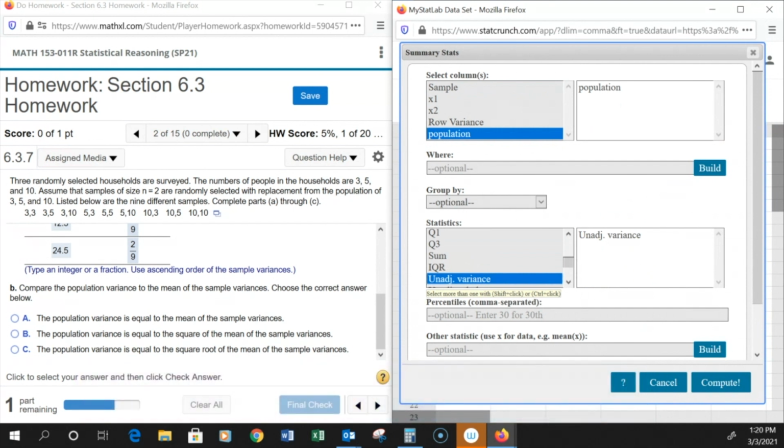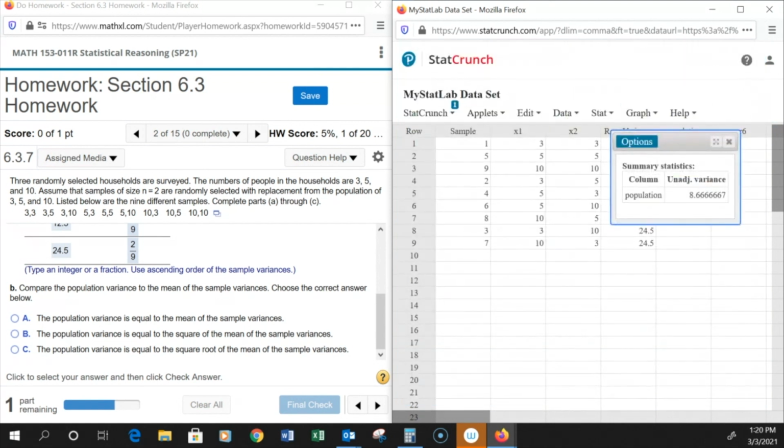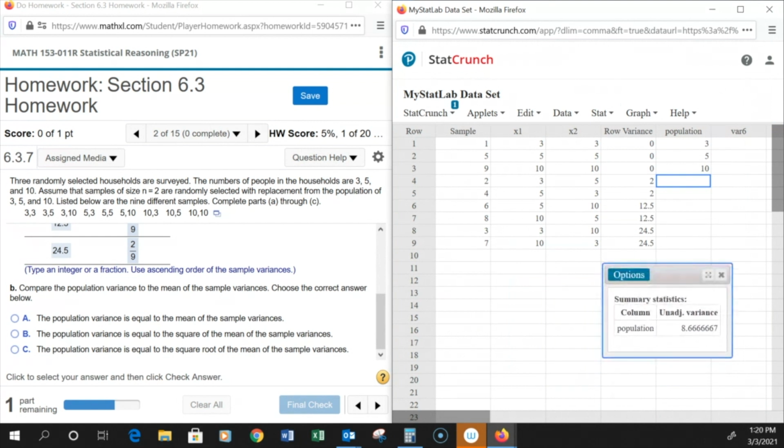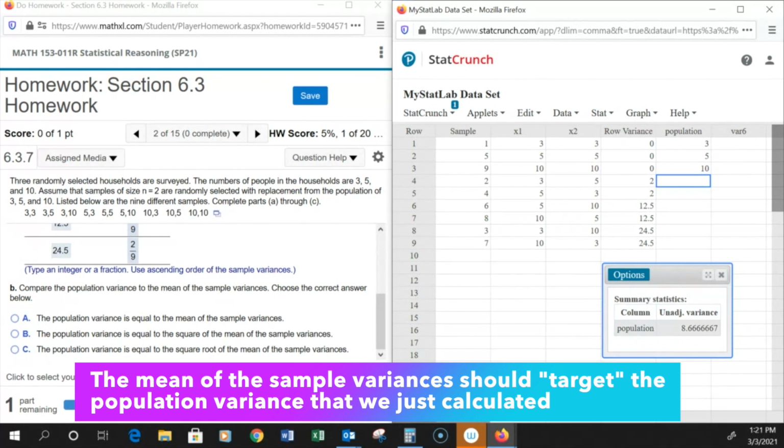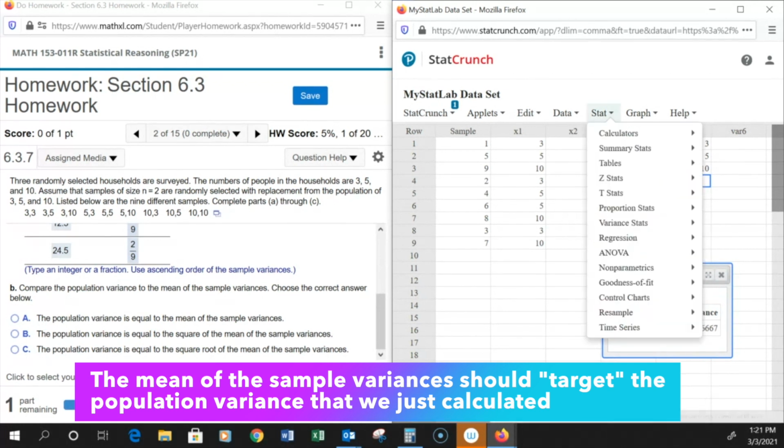And this just has a capital N, because it's a population. So calculating that, we hit compute, and we get 8.6666666. And what do we do with this? Well, the prediction, the thing that we think will happen, is that if you calculated the mean of the sample statistics, the variance of each sample, of each row, it should be really close to this. That was the prediction.